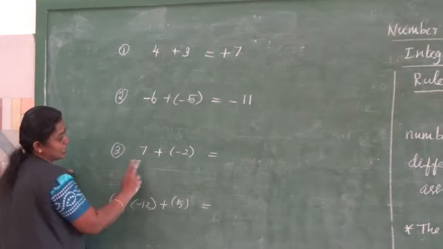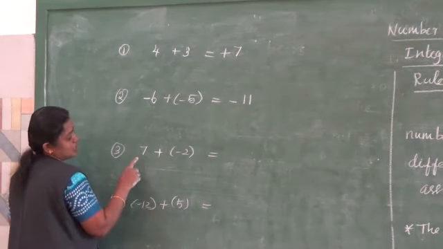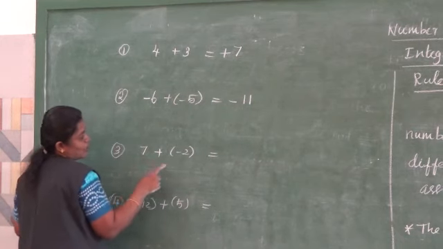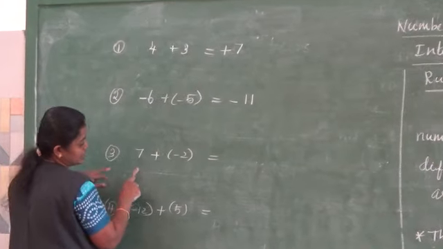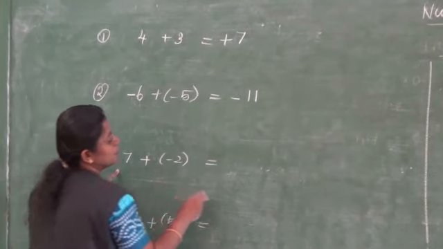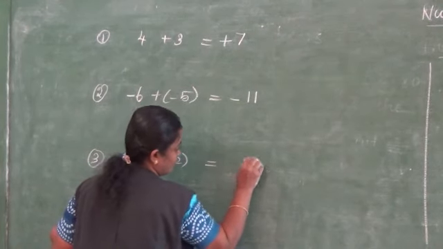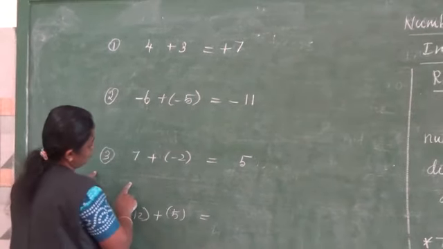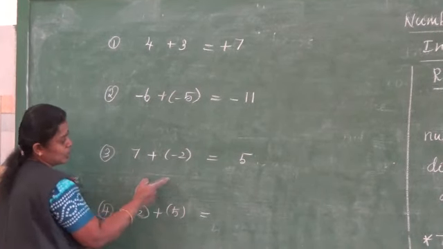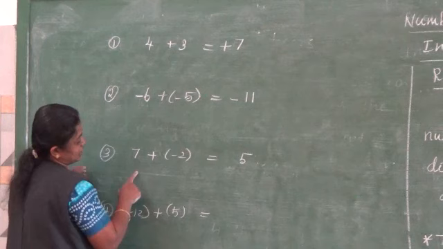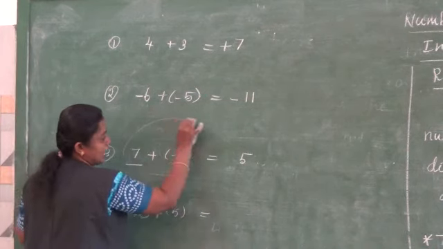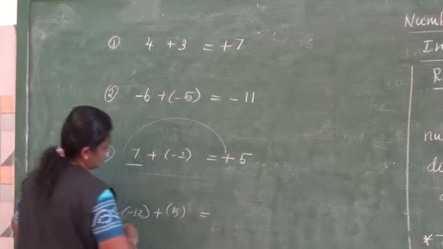Come to the third problem. Here both the numbers have different signs. One number is positive, the second number is negative. By the rule, we have to find the difference between 7 and 2, we are getting 5. Now, we have to decide whether the sign is positive or negative. Which is a greater number? Here 7 is the greater number, the sign is positive, so we have to assign the sign of positive.